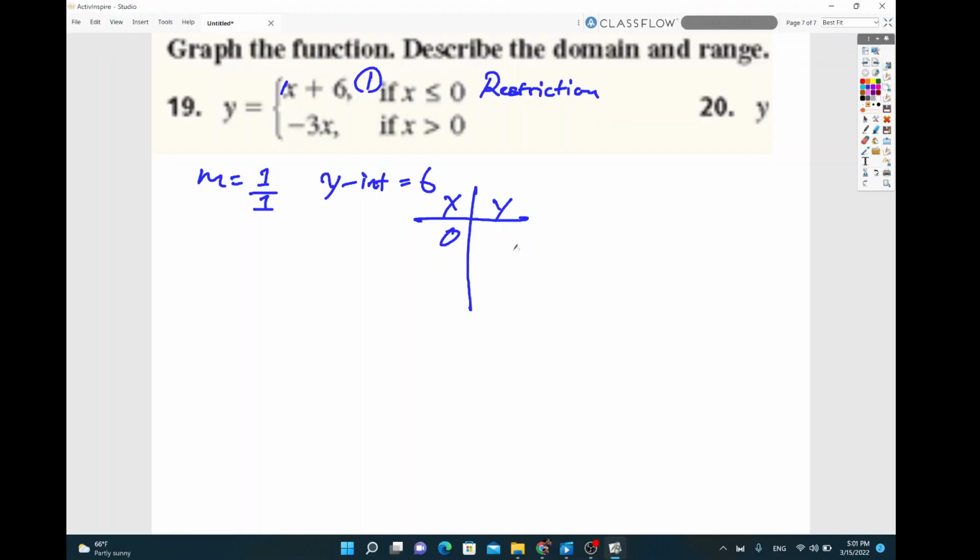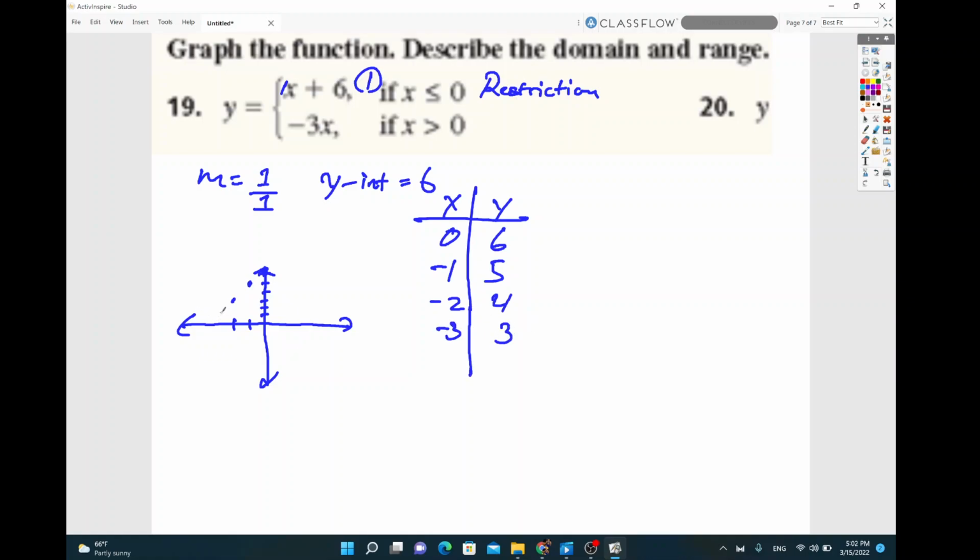So plug in 0, so the y-intercept is 6. And then the next number that I want to put in here, negative 1, because that's less than 0. So negative 1 plus 6, then that would be 5. And then negative 2, so negative 2 plus 6, then that would be 4. And then for the xy table that we have, now you can plot the points. So with the y-intercept, 6 units, 1, 2, 3, 4, 5, 6 up here. And then the next one, negative 1, comma 5, negative 2, comma 4. And then the next one should be negative 3, comma 3.